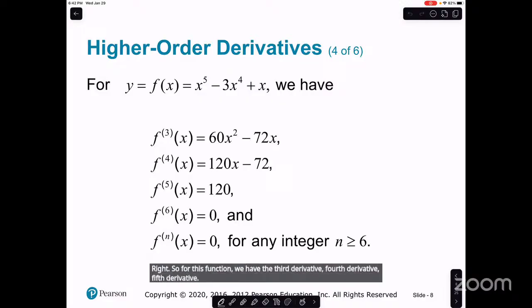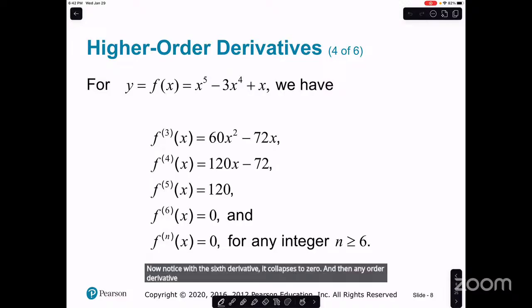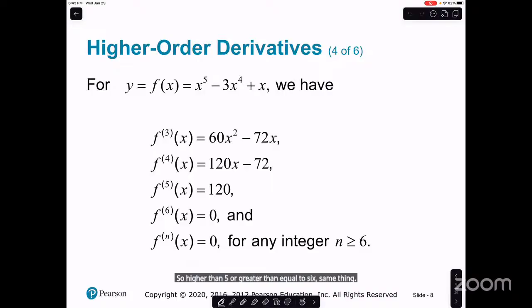Now notice with the sixth derivative, it collapses to 0. Any nth order derivative higher than 5 is going to be equal to 0, for any integer n greater than or equal to 6. Higher than 5 or greater than or equal to 6, same thing. So with higher order derivatives, the simple thing is the derivative of the derivative.